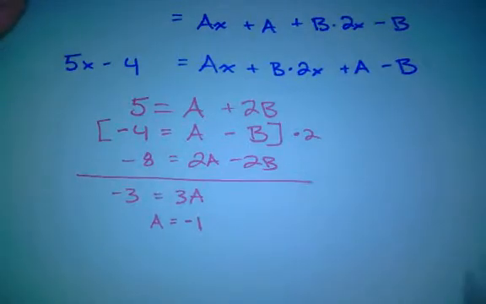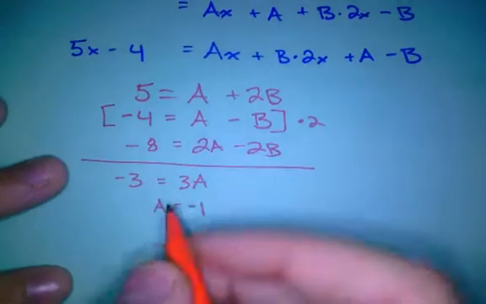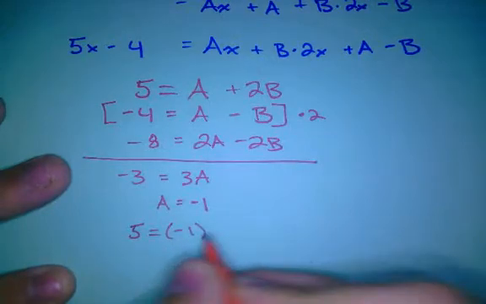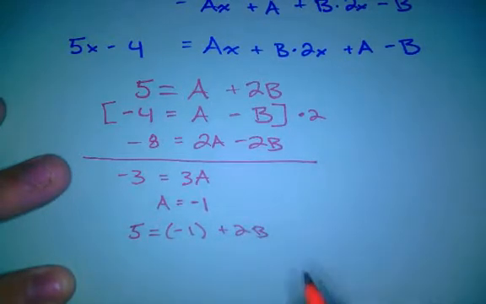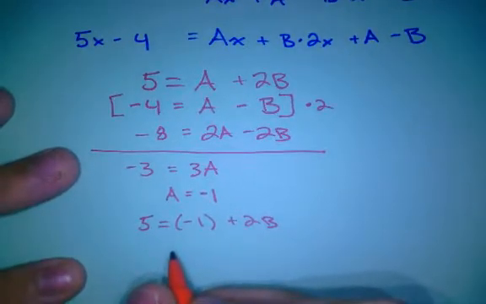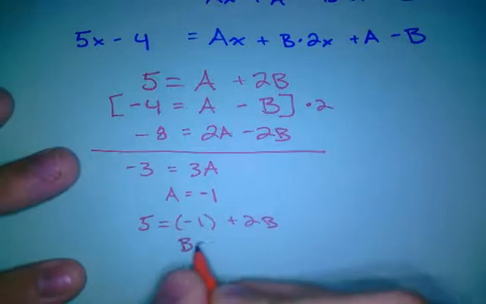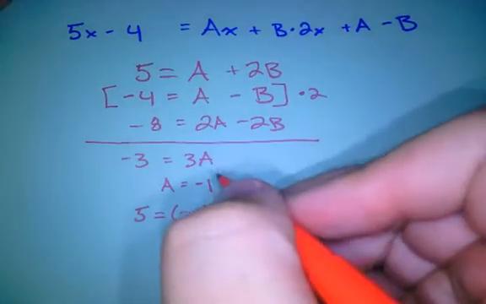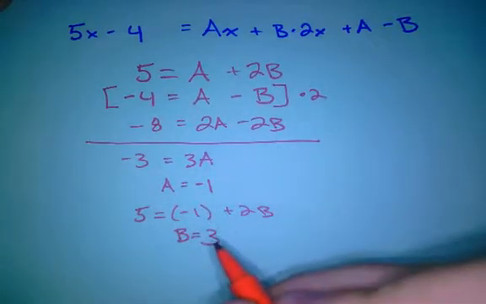Okay, once I have that a is negative 1, I'm going to go ahead and solve for b. Plug into the top one. So I'm going to get 5 equals negative 1 plus 2b. So 3. So b equals 3. Can I write that down, or do I need to show that work? No, write it down. So now I know that a is negative 1 and b is 3.